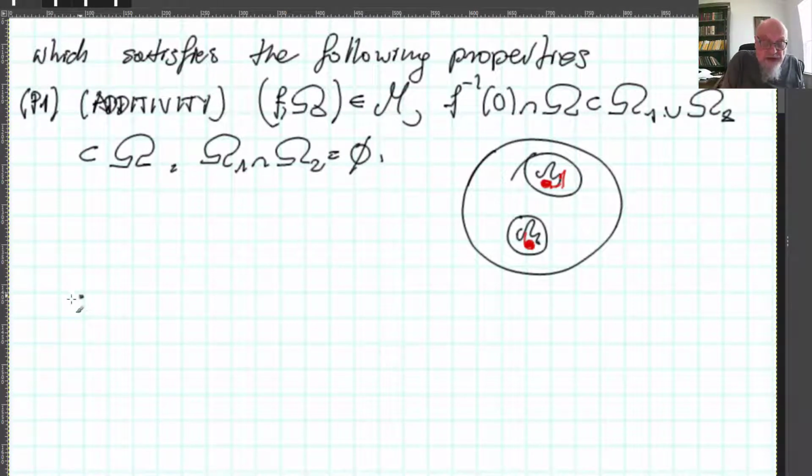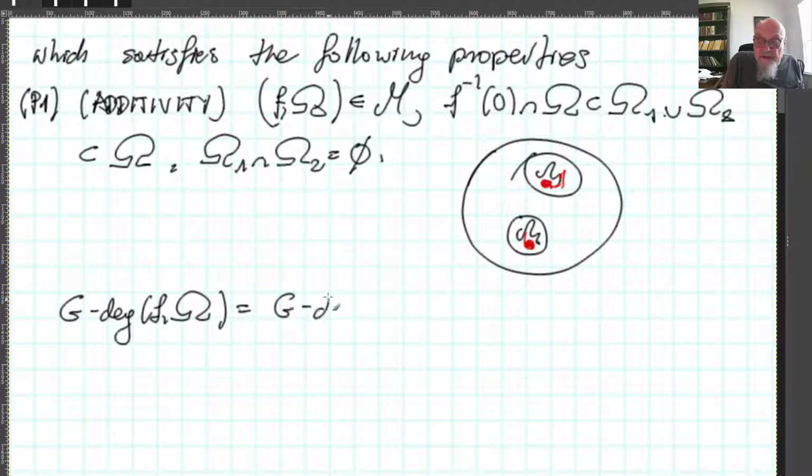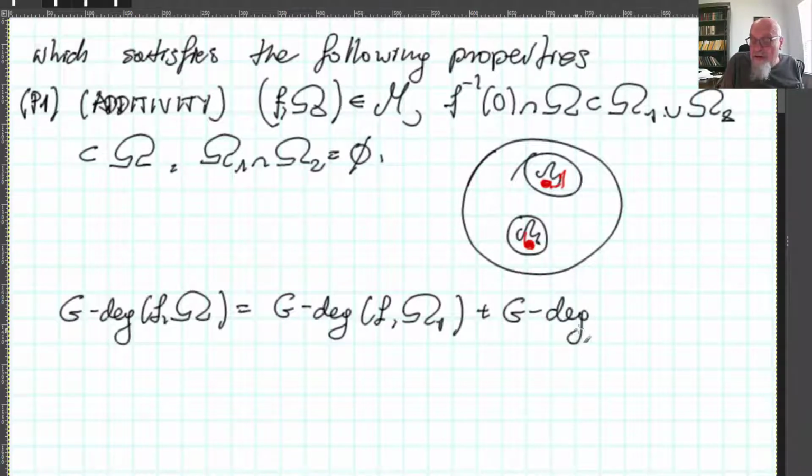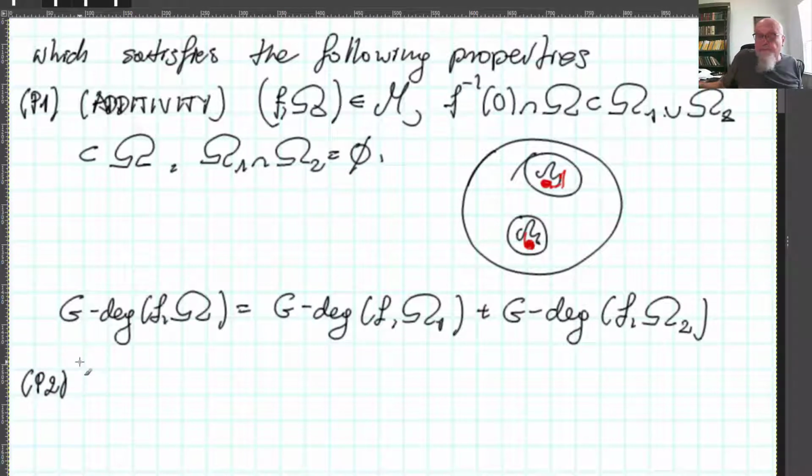So in such a case, we have this so-called additivity property. That means the G-degree of f on omega is equal to the G-degree of f on omega_1 plus the G-degree of f on omega_2. And we have the next property P2, and this is called the homotopy property.